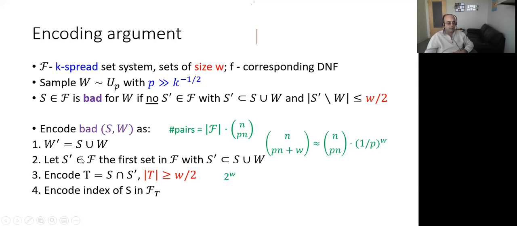Now, the third step is simple. I have the set S prime, T is a subset of it. I need to pay at most 2 to the W to encode T. And now, finally, the last step is where we gain. Because to encode S, I just need to tell you what is the index of S in this link. And this link is much smaller than F. It shrinks by a factor of K to the W over 2. And again, this W over 2 is big because the set T is big.